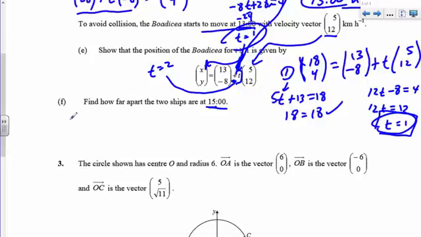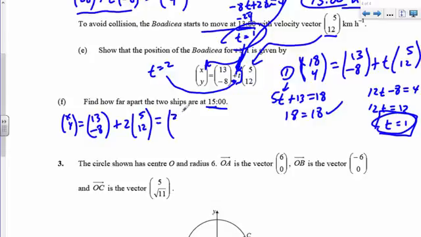So the Bodhi is going to have a position of xy, and this is going to equal 13, negative 8, plus 2 times 5 and 12. And this will be given by 2 times 5, which is 10. This will be 23. And then 24 minus 8, which should be 16. So we're going to say 2316 is where this ship is going to be at 1500 hours. This is important. I have to find the location of the Aristides as well.